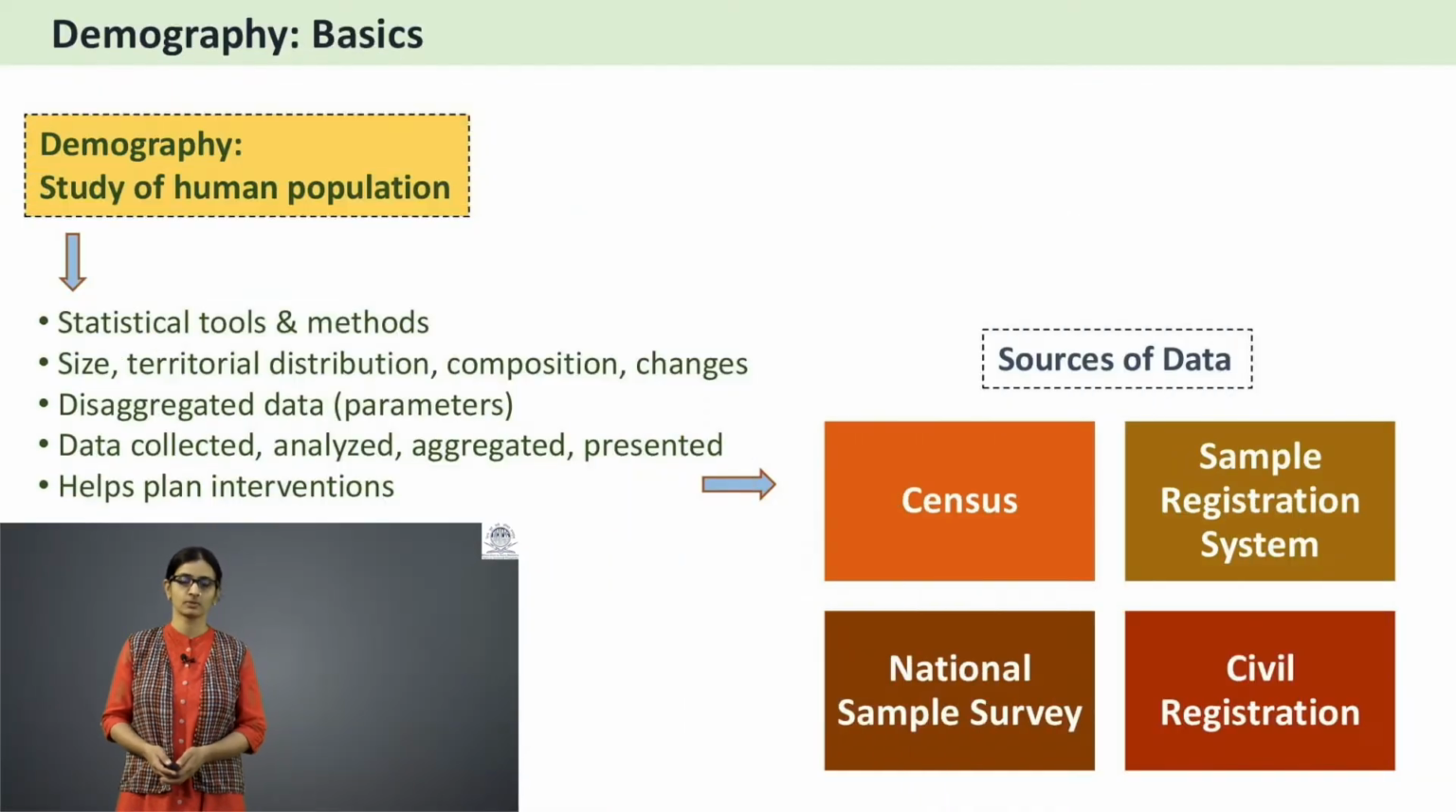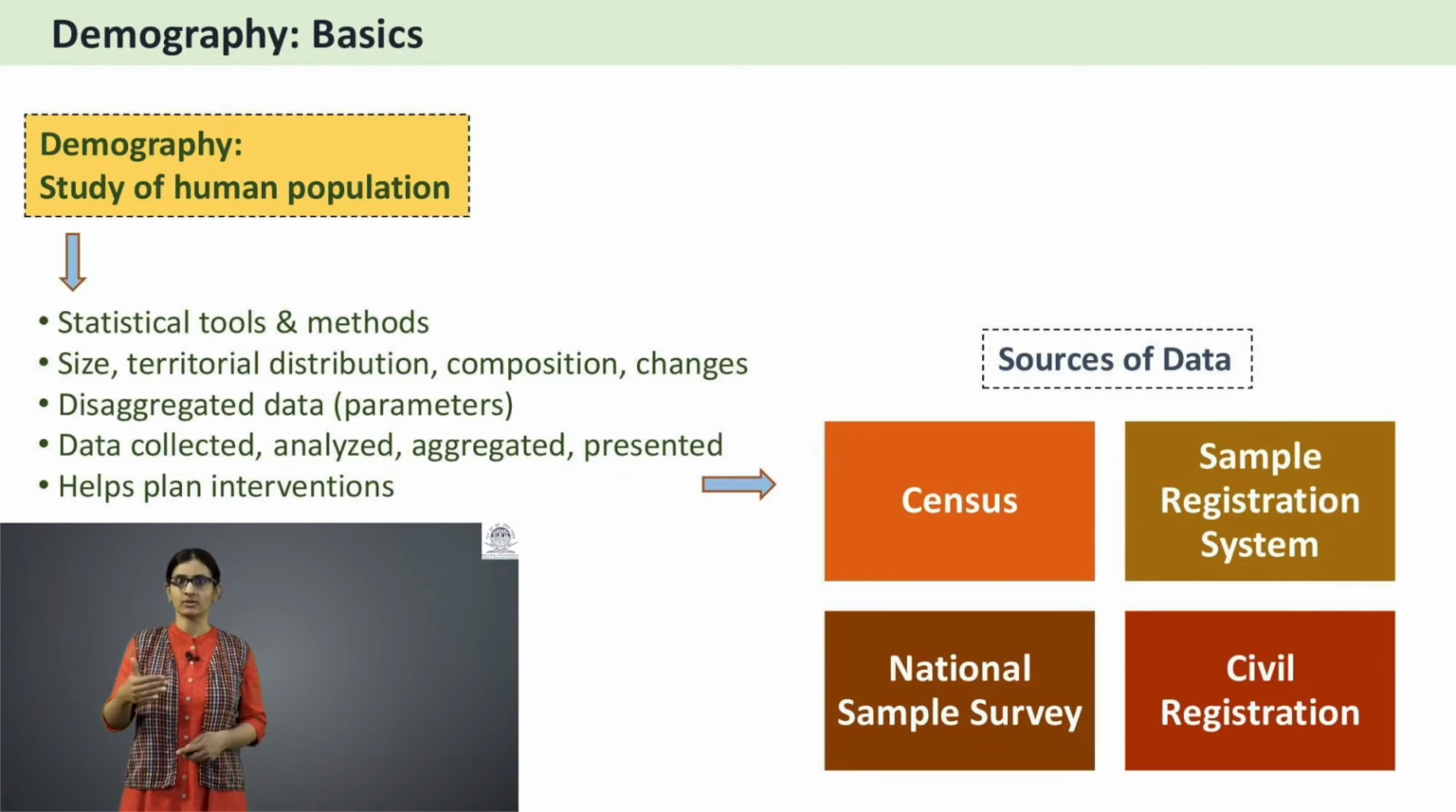Let us begin and familiarize ourselves with some basic terms. Demography. Demography is the study of human population using statistical tools and methods. It's actually derived from 2 Greek words, demos meaning people and graphy refers to science. So, therefore, the science or study of people. It is the study of the size, territorial distribution, composition of population and the changes over time. In other words, it is population disaggregated or broken down across specific parameters like gender, age, health, literacy, etc. And this data is collected, analyzed and then presented.